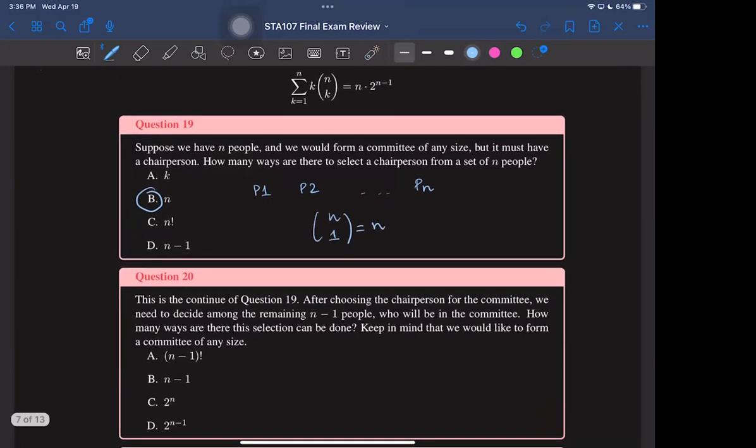Okay, let's move on to question 20. So now, after you chose a chairperson, for the remaining n minus 1 people, we just need to decide who will be in the committee. How many ways are there that this selection can be done? And you have to keep in mind that it can be a committee of any size.